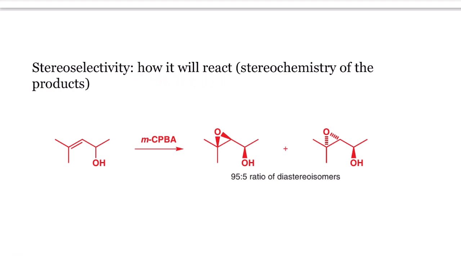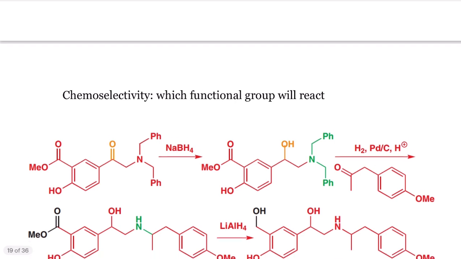Now let us look at stereoselectivity. Stereoselectivity is how it will react; in other words, it is the stereochemistry of the product. Let us look at the epoxidation of this alkene. MCPBA is a reagent to do the epoxidation, and we get 95% of this diastereomer and only 5% of this diastereomer. So stereoselectivity is which stereochemistry we are going to get.